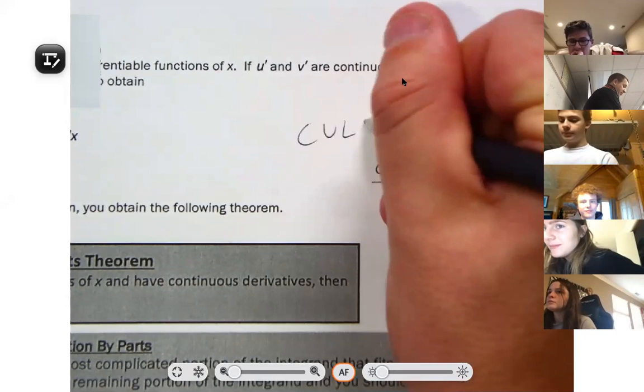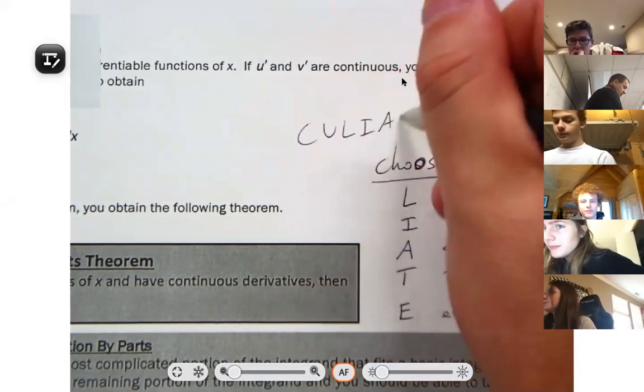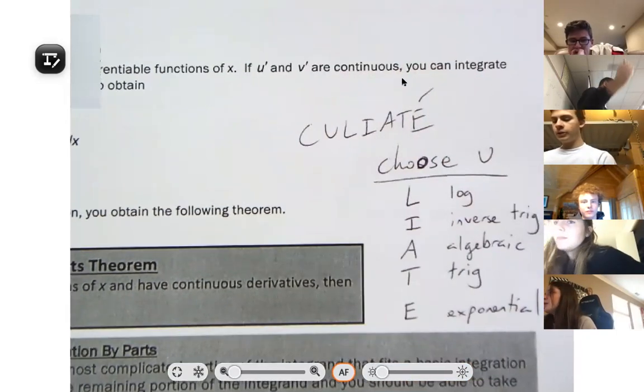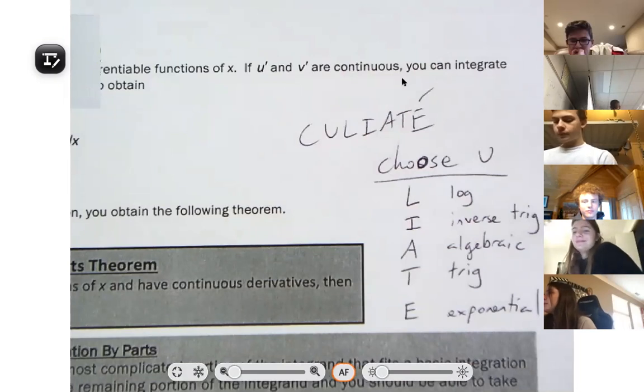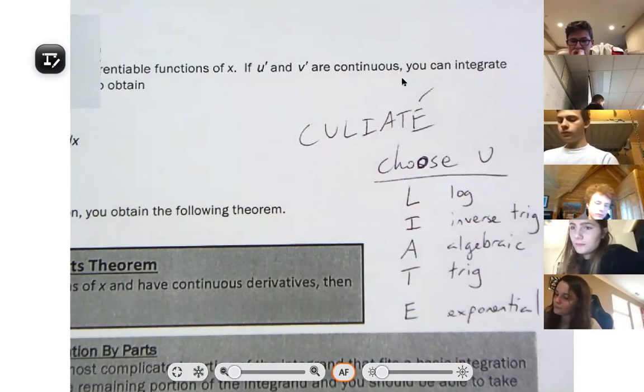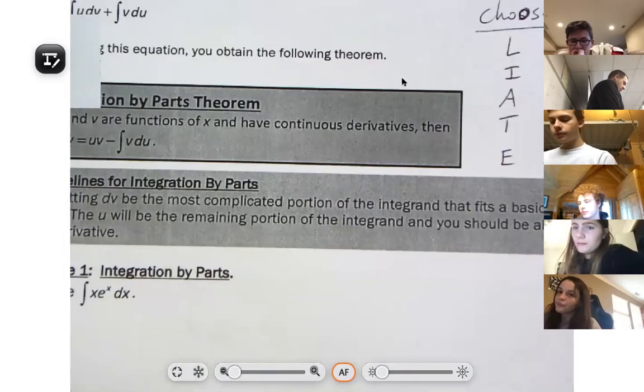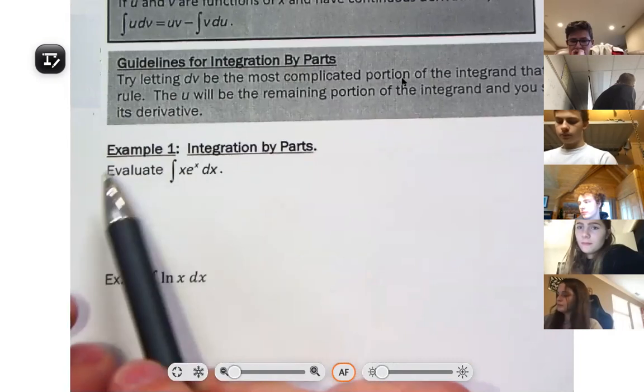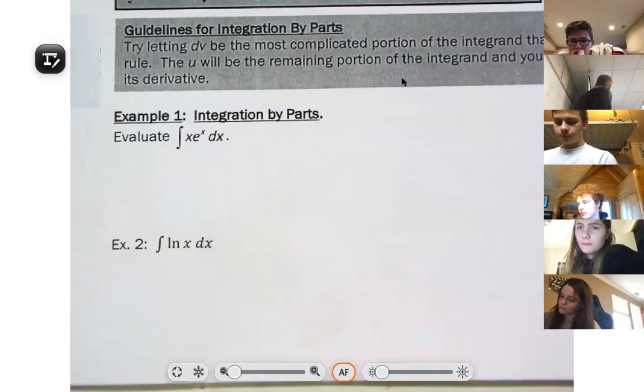However you guys need to think about this, it really doesn't matter. But culiate for choosing u. So you have ultraviolet voodoo, and you have culiate today. Those are the two things you have to remember. Aside from that, it's just, okay, now how do we do it? And it's not bad at all. So let's do it. Let's evaluate the integral of x times e to the x dx.